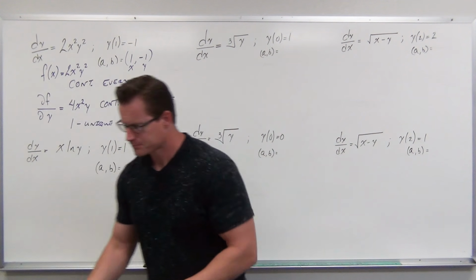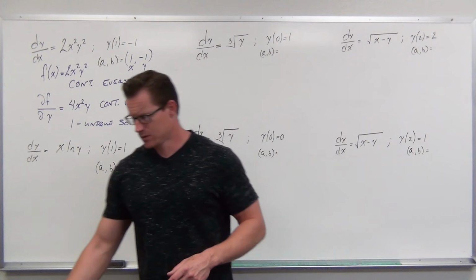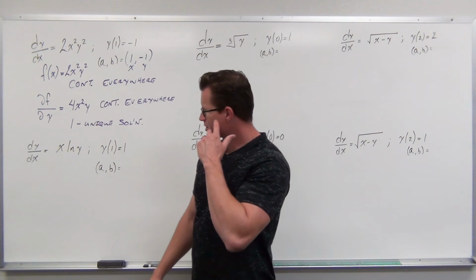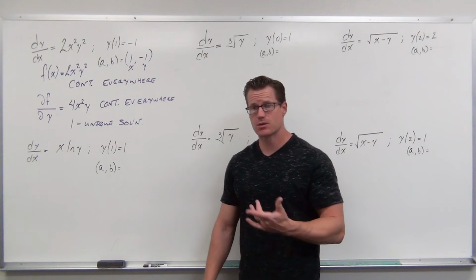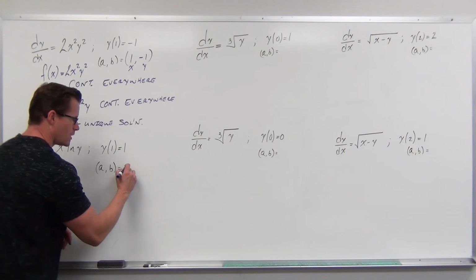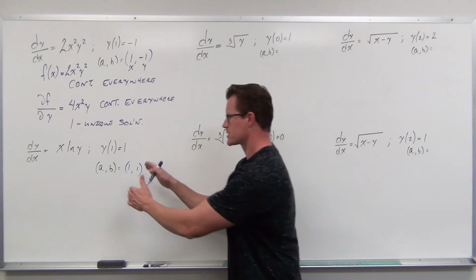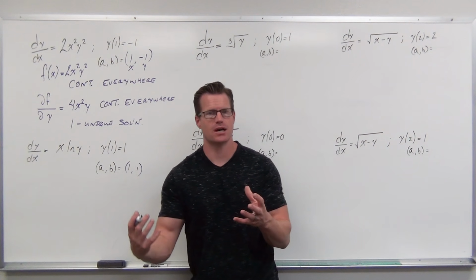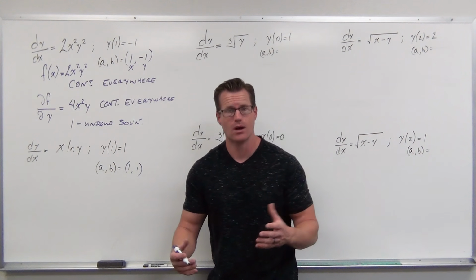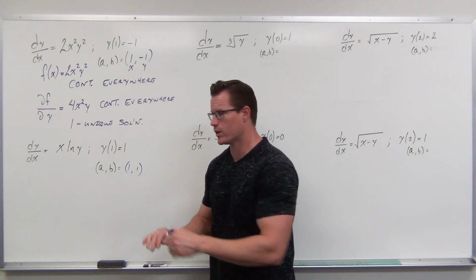Let's keep on going. So number 2, we now have the differential equation dy dx equals x times ln y. The first thing that we're going to do, we're going to look at the point. Our point is 1, 1, so x equals 1, y equals 1. We're going to make sure that when we check continuity, we're continuous around that point. Even if other discontinuities exist, I don't care. I care that we're continuous in the neighborhood, an open interval around that point.